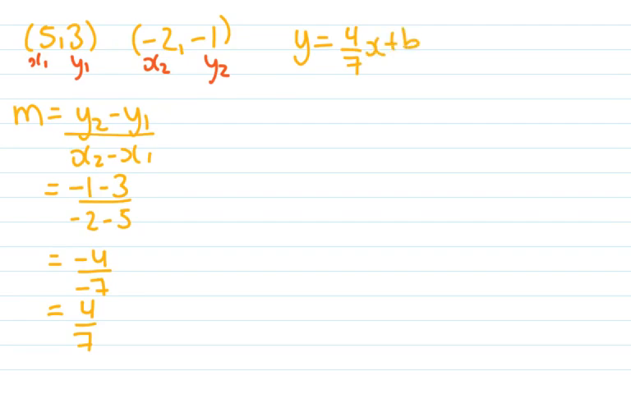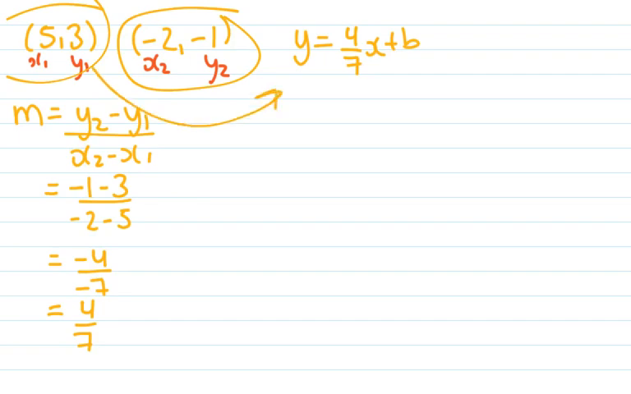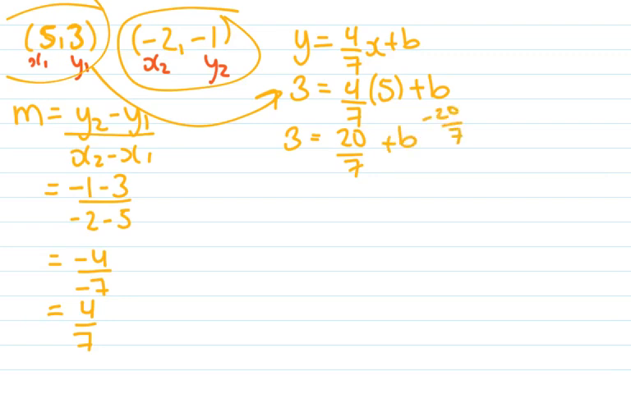Now I need to calculate b. I have these 2 points. I can choose either one of them to help me calculate b. So I'm going to choose (5, 3) and plug it into this equation for x and y. So y is 3, so 3 equals 4 over 7 times x, which is 5, plus b. 3 equals 4 times 5 is 20 over 7 plus b. Now I'm going to subtract 20 over 7 from both sides. And that leaves me with 3 minus 20 over 7 equals b.